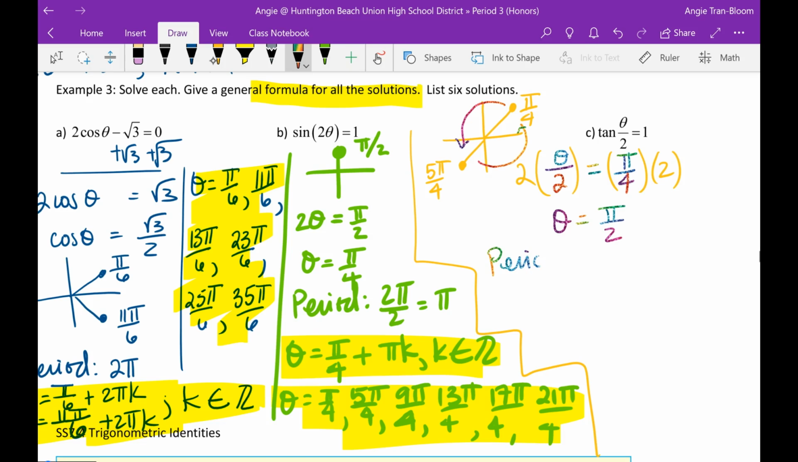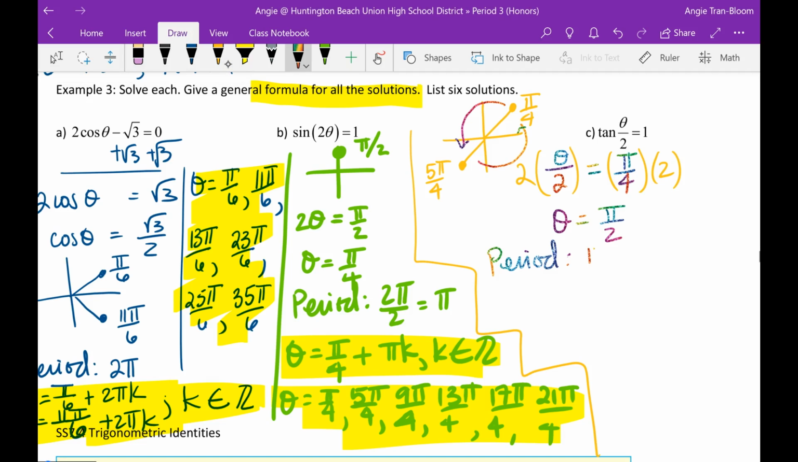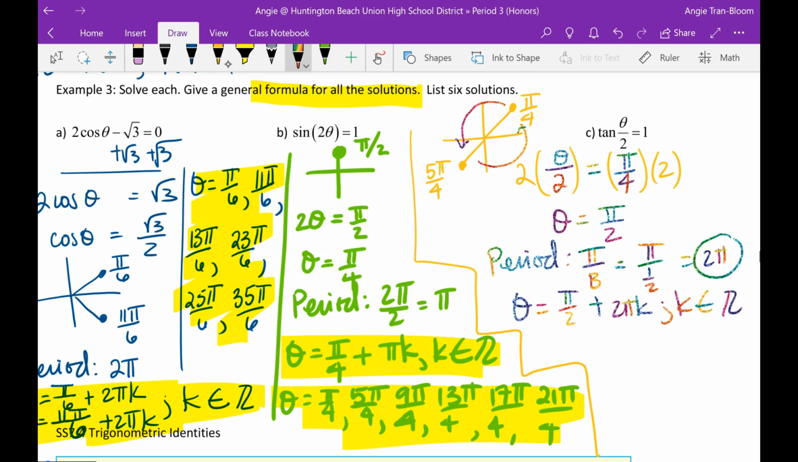Period is, period formula. You're right, but what's the formula? Some of us don't know that. Pi over b, yeah. So the reason you got 2 pi is because your b value in this one is what? Aha, I like that. So that's why it's 2 pi. So your equation is pi over 2 plus 2 pi k, where k is all integers.